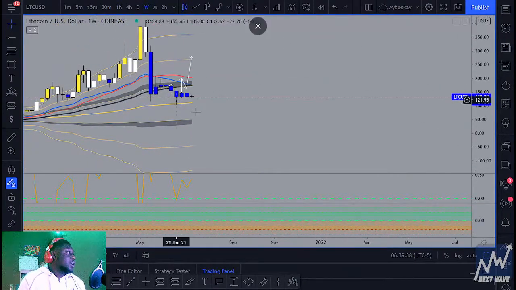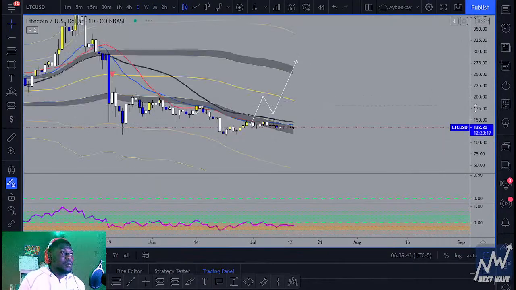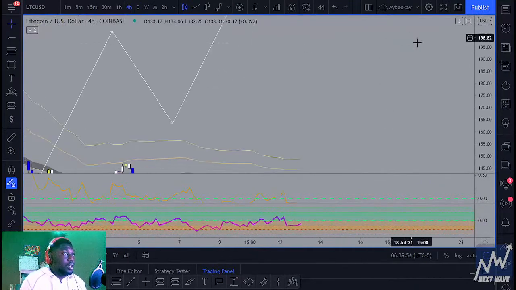Litecoin, weekly time frame, stays under the RSI line, but it hasn't called for a sell yet. Daily time frame, trying to set up for that buy, and it's still holding above in that lower danger zone. So I like seeing that it's rejecting off of it.